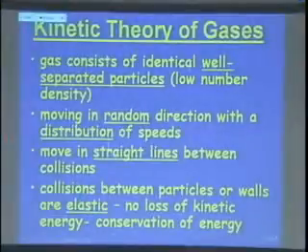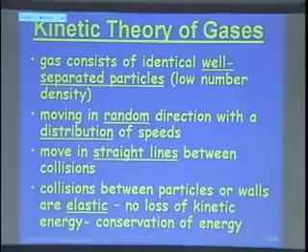Now, in real life, you have inelastic collisions, because when you collide something with another object, very often there is heat given off, and you lose some of the energy in terms of heat. So this is called an inelastic collision. But these particles, in the kinetic theory of ideal gases, have elastic collisions, okay? And they move in straight lines.